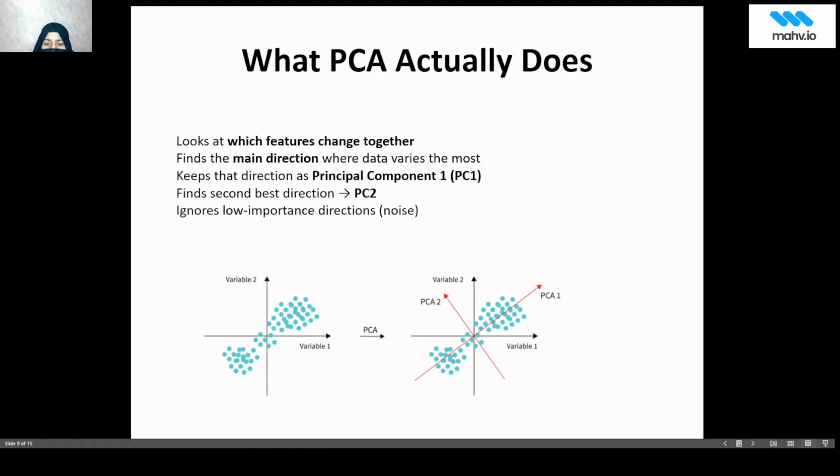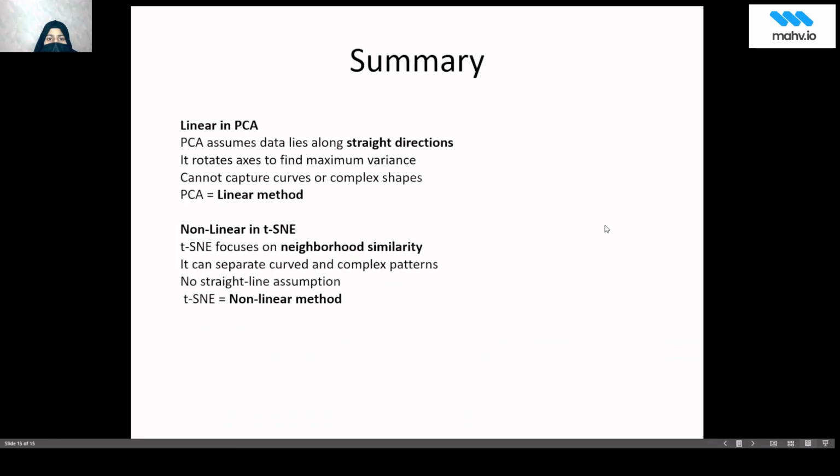The same thing is done in PCA 2, that is our other angle. The data is tilted in such a way that this line becomes straight and you have the maximum features around it. So this is a way that it is a straight line, there are no curves or other lines. So this is basically a linear method: the data lies along a straight direction, it rotates the axis to find the maximum variance, and cannot capture curved data.